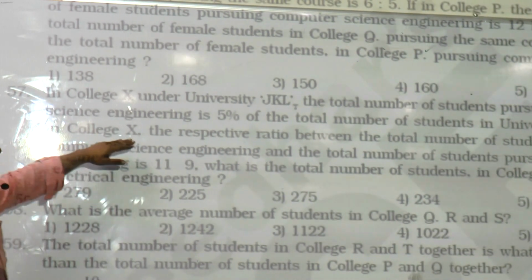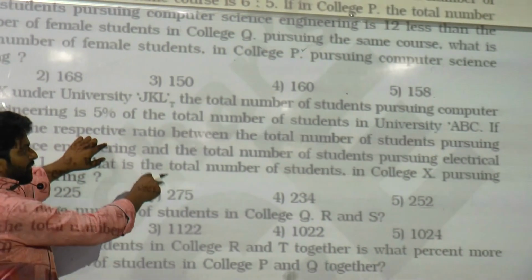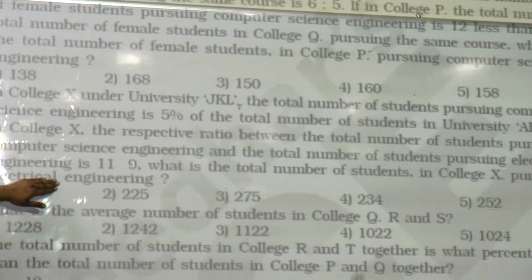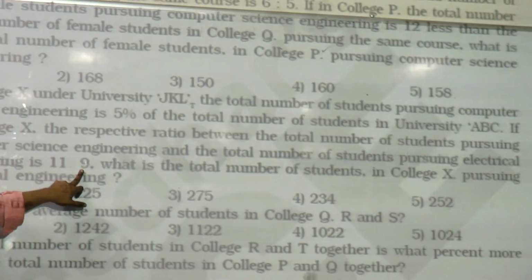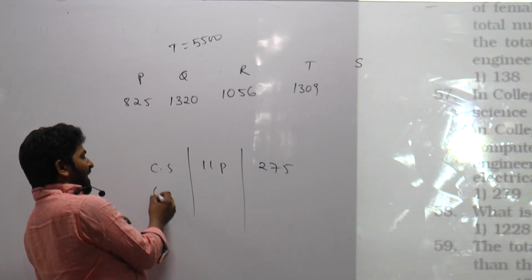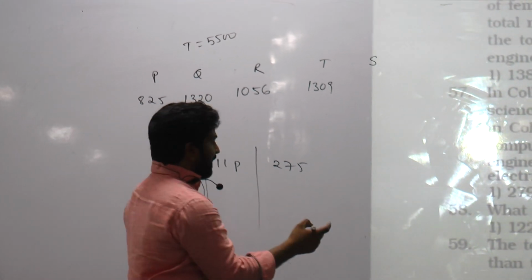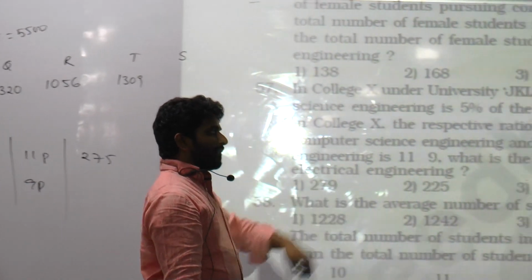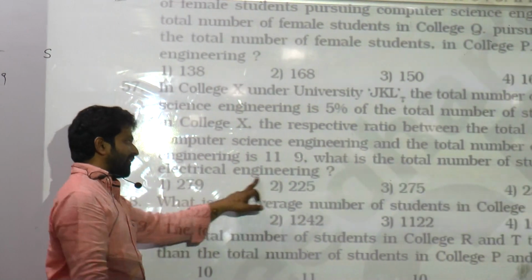If in college X, the respective ratio between the total number of students pursuing computer science and the total number of students pursuing electrical is 11:9. In the sense, this is equal to 11 parts. This is computer science and electrical engineering 9 parts. You need to calculate 9 parts. What is the total number of students in college X pursuing electrical engineering?